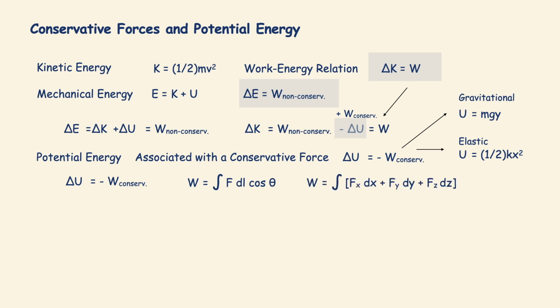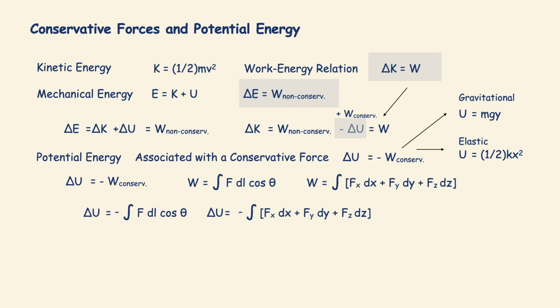If we know the components of the vectors for the force and for the displacement, we can calculate the integral of Fx dx plus Fy dy plus Fz dz. So given that the potential energy is going to be minus that work, there's a relationship between any conservative force and the potential energy associated with that force. In other words, the change in the potential energy will always be equal to minus the work, or minus the integral of F dl cosine theta, or minus the integral of Fx dx plus Fy dy plus Fz dz.